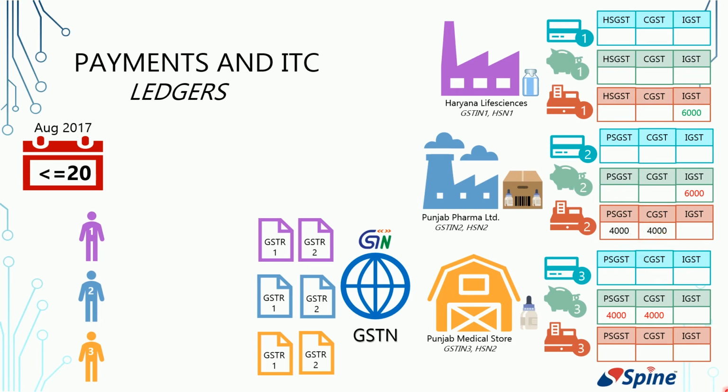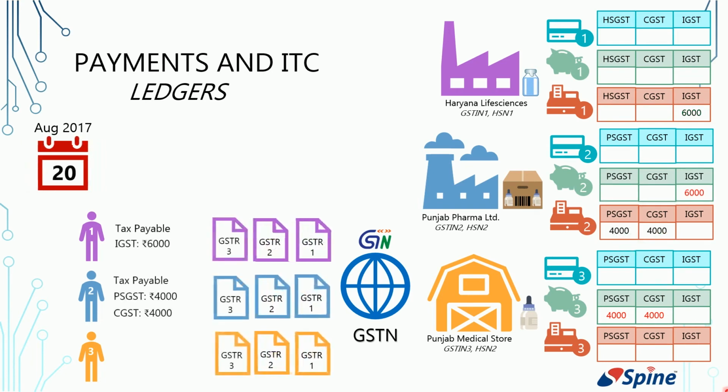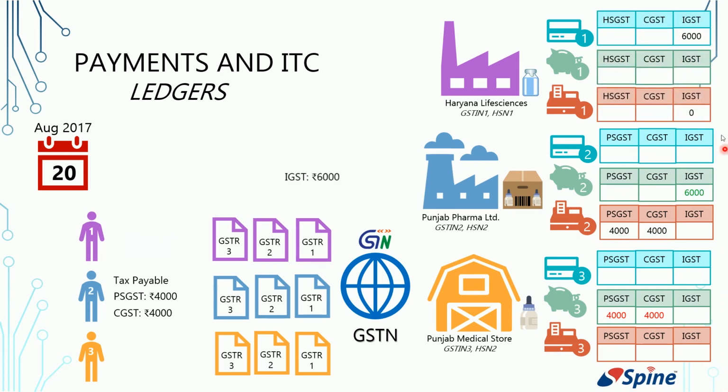Next comes the part of making payments. On the 20th of August, once the GSTR3 is submitted, the taxpayers have to pay the updated tax, as shown in their liability ledger. So, Haryana Life Sciences has to pay IGST of 6,000, and Punjab Pharma has to pay PSGST and CGST of 4,000 each. Now, once Haryana Life Sciences pays off its liability, the IGST head of its cash ledger gets credited with 6,000 rupees, and its liability becomes zero.